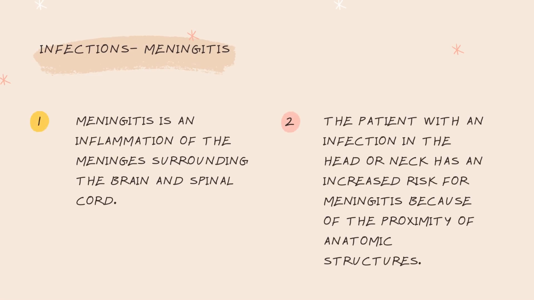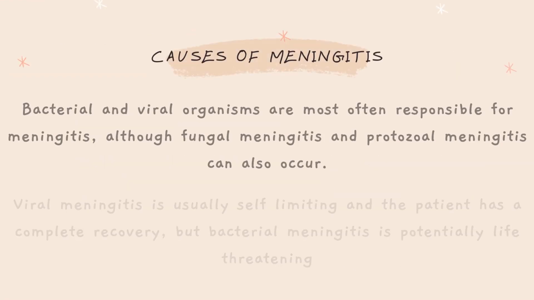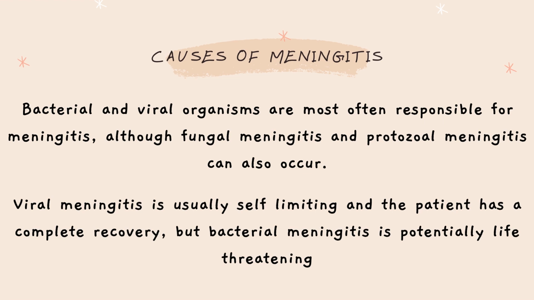We start with meningitis. Meningitis is an inflammation of the meninges surrounding the brain and spinal cord. The patient with an infection in the head or neck has an increased risk for meningitis because of the proximity of anatomic structures. Bacterial and viral organisms are most often responsible for meningitis, although fungal meningitis and protozoal meningitis can also occur.